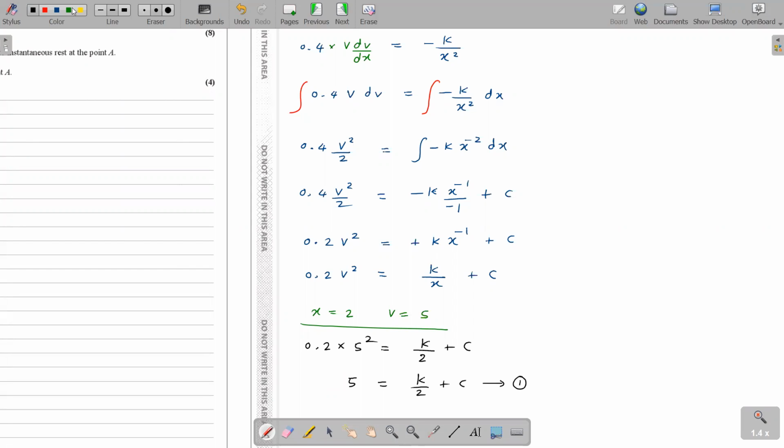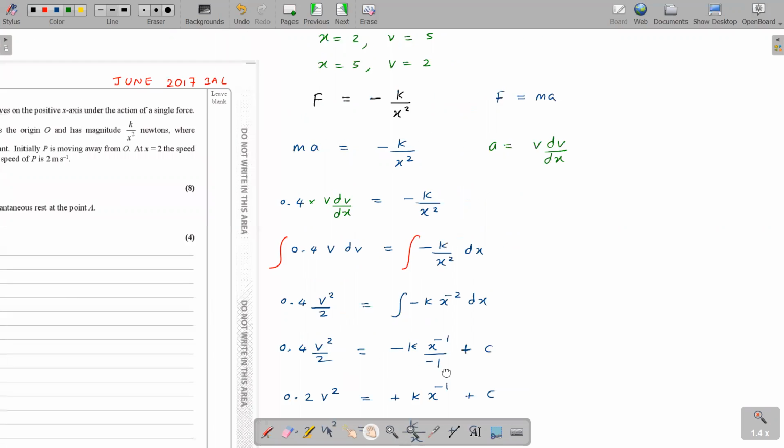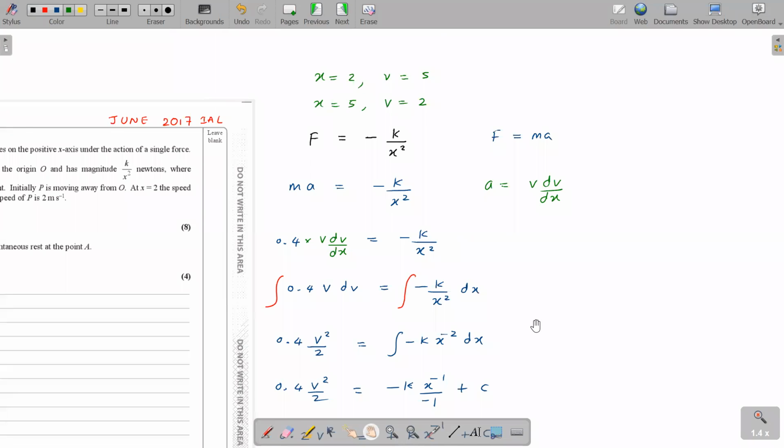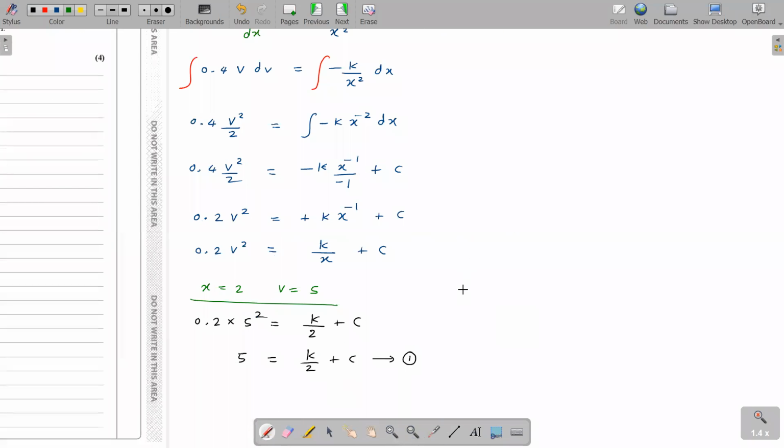Okay. So the other equation, how do we make it? The other equation is from the other boundary. When x is 5, v is 2. Input the other boundary. What do we get here? 0.2 into v square, which is 2 square, equals k over x, which is 5, plus c. How much is 0.2 into 2 square? 4 over 5 equals k over 5 plus c. So this is your second equation.